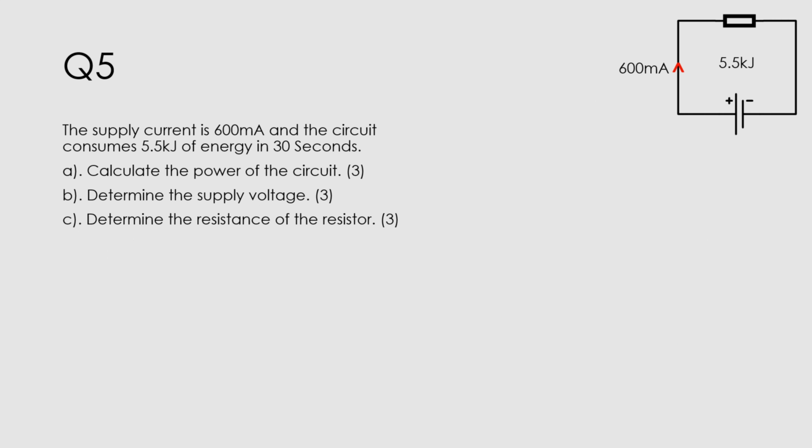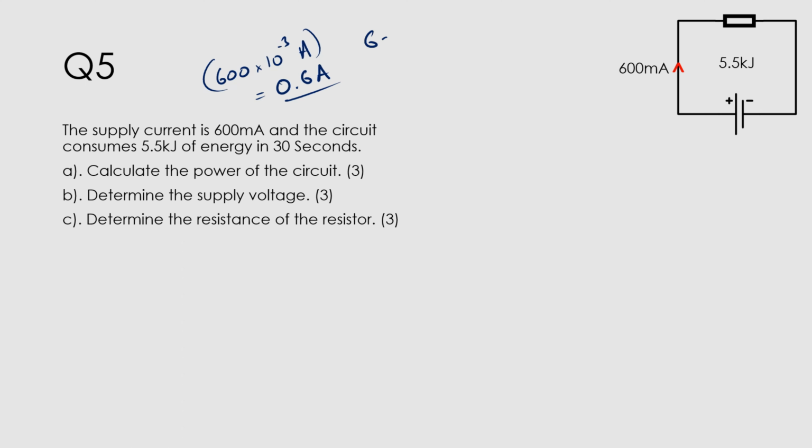Question 5. So the supply current is 600 milliamps. Remember, milli means times 10 to the minus 3, so that's times 10 to the minus 3 amps, which equals 0.6 amps. So if you type this into your calculator and hit equals, it'll translate it into 0.6 amps.